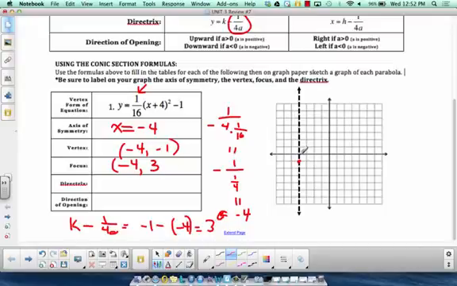So I have them up here. That's 0, 1, 2, 3.